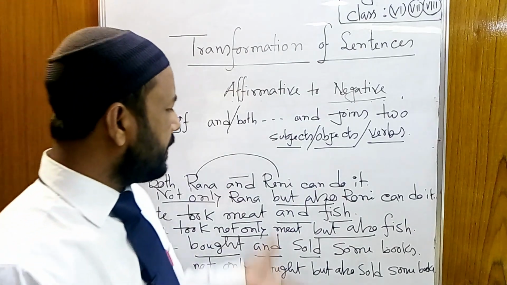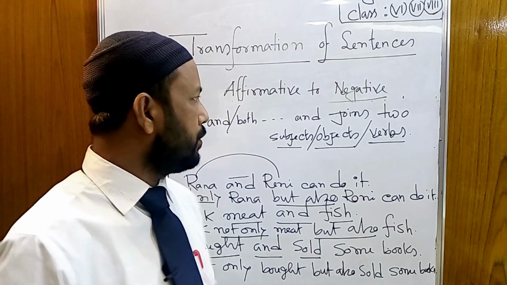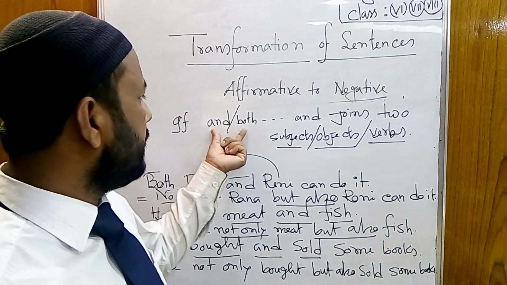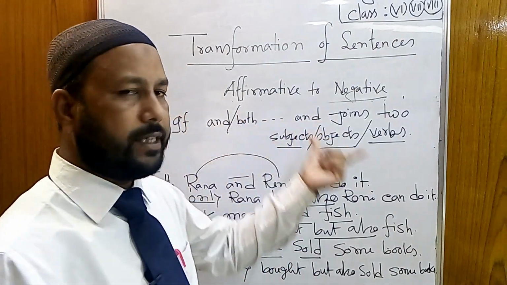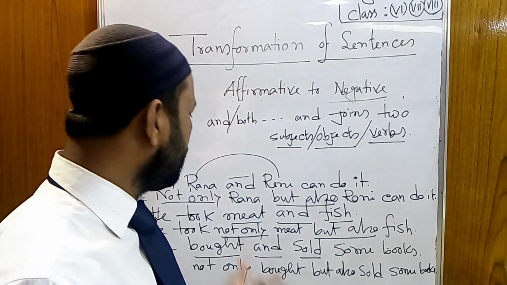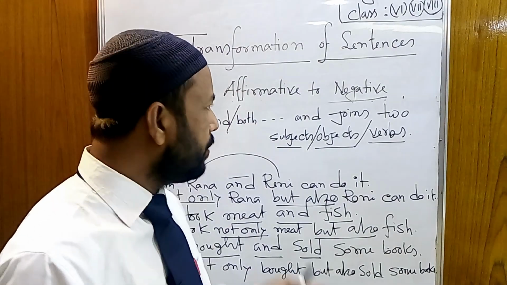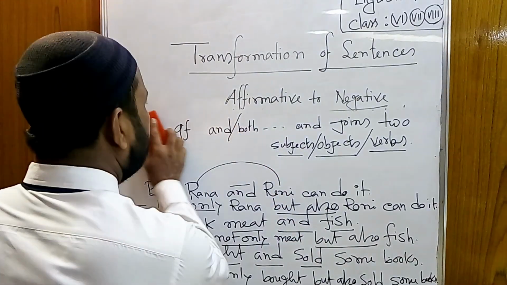I hope you understand the rules and examples. I just repeat the rules once again. If you see and or both dash dash and, how do we convert this sentence into negative? Just use not only but also to make the sentence negative. Okay, now we'll move to the next rule.